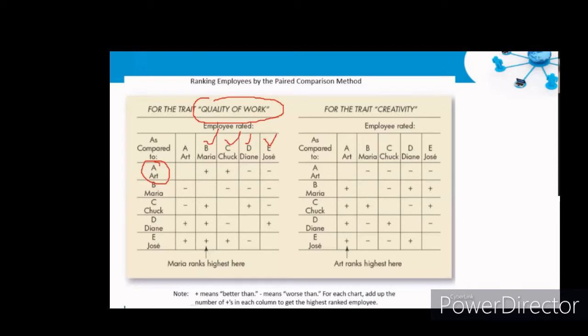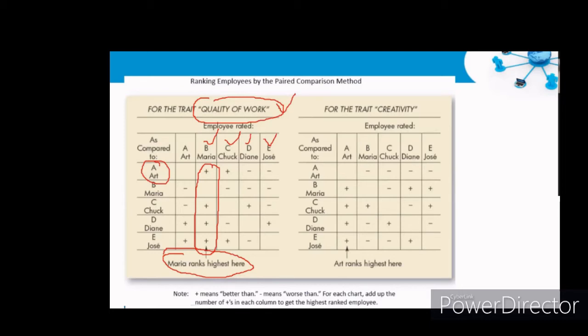So similarly, we'll compare B with others, C with others, D with others, and E with others. And then ultimately we'll see in whose column the most pluses have come, and that person ranks highest here, or the employee B will be the highest in the quality of work. That means, who gives the most error-free work? Here in this case, employee B.